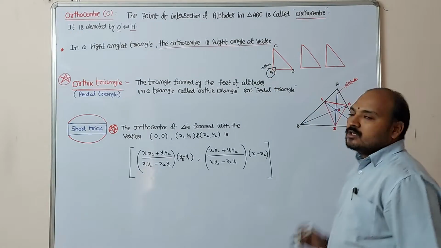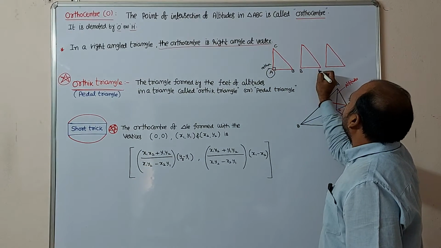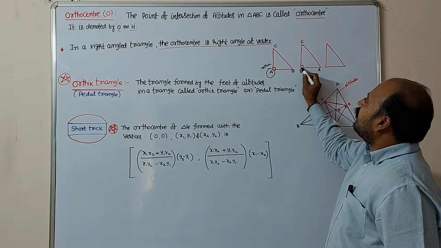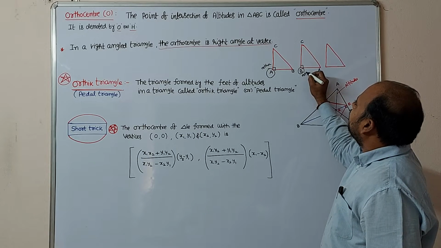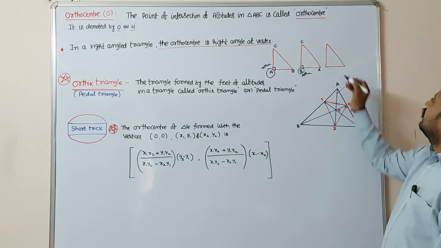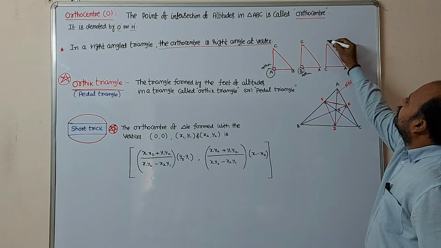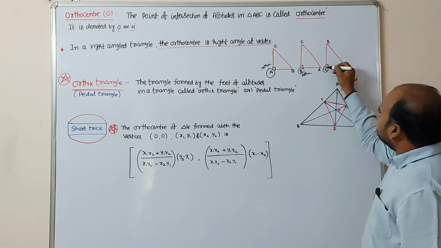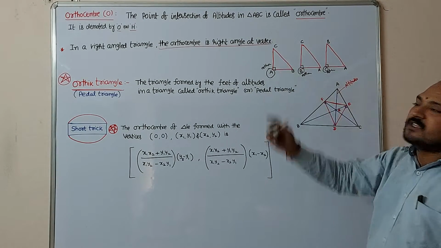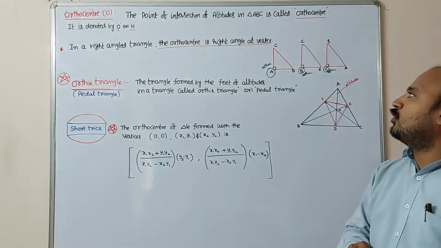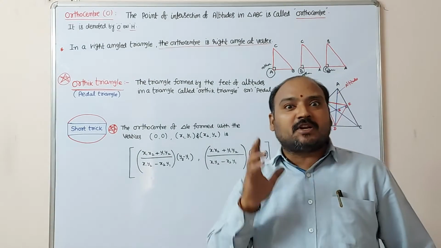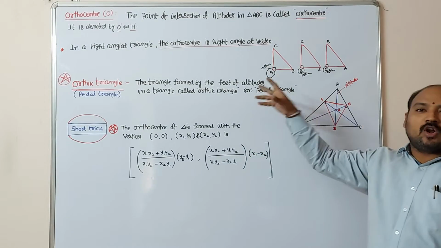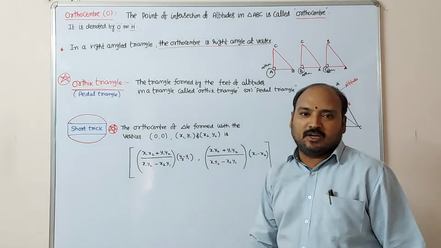Orthocenter. Suppose the triangle is like this, BAC. It is also a right angle triangle, but right angle at what point? B point. So, the orthocenter for this triangle is B. CAB. So, right angle triangle at C. So, C is the orthocenter for the triangle ABC. If you recognize the given points form a right angle triangle at some vertex, that point is called the orthocenter for the given triangle.